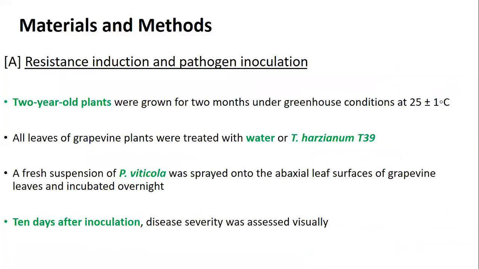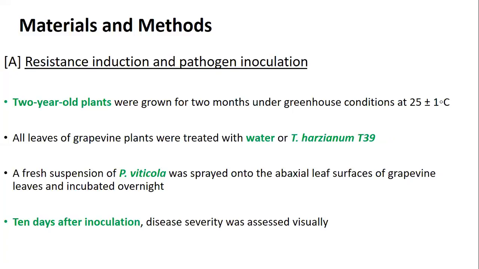In the next slide, I will present the materials and methods of this study. The first step was resistance induction and pathogen inoculation. Two-year-old plants were grown for 2 months under greenhouse conditions at 25 degrees. All leaves of grapevine plants were treated with water or T39.